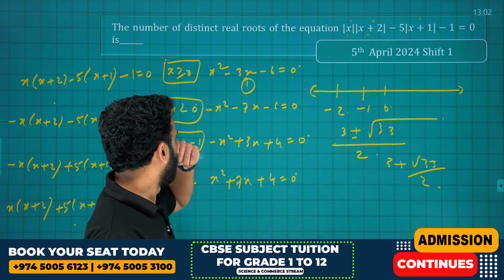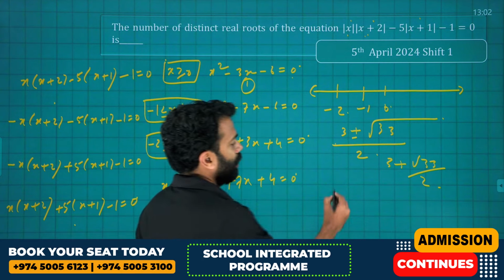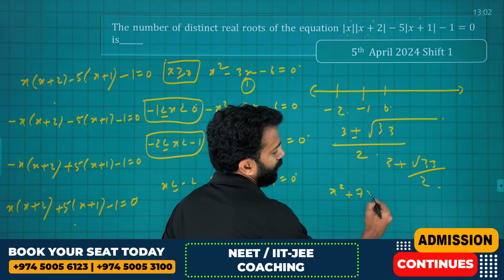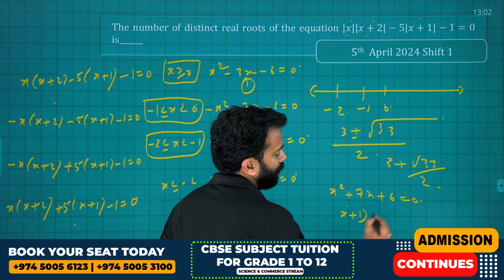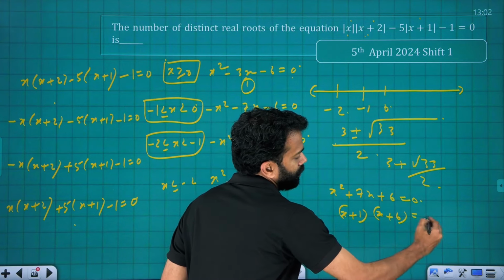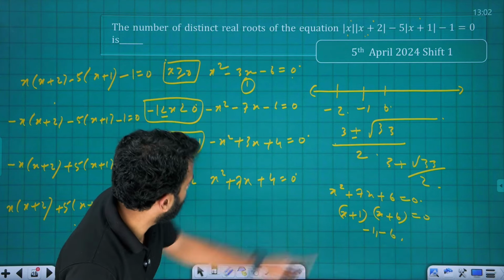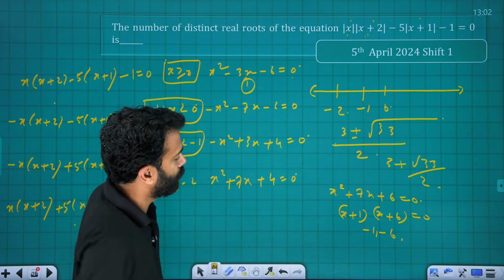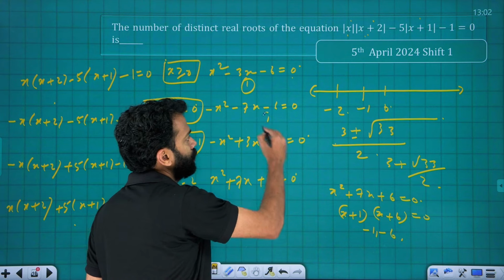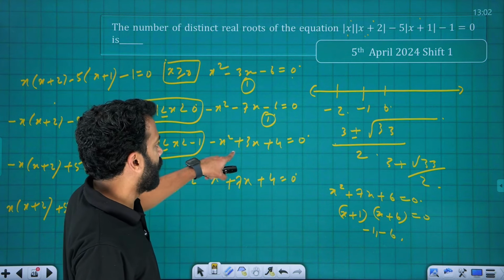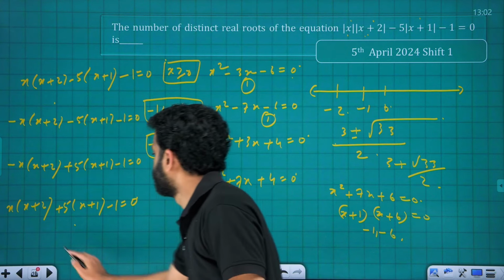So next one. This I think is x square plus 7x plus 6. We can write it like this: x square plus 7x plus 6 is equal to 0. If you factorize it, the values will be x plus 1 into x plus 6 is equal to 0. That values will be minus 1 and minus 6. So minus 1 lies in here. Therefore, only one solution. Minus 6 we cannot take because it lies between minus 1 and 0. Therefore, how many solutions here? 1.